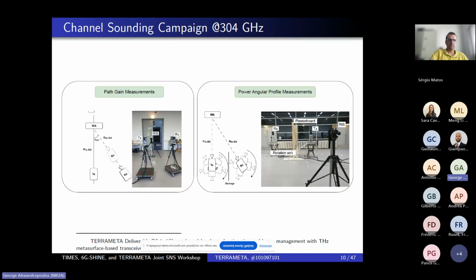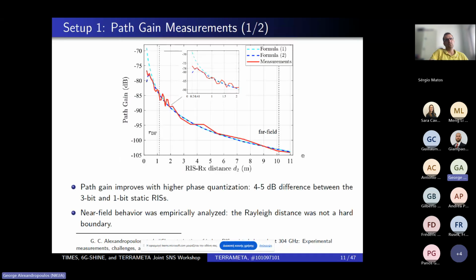By the way, you see a plasterboard here that's separating, in the power angular delay profile, the direct TX to RX link, in order to ensure that we have only the reflections from the RIS. So in the first setup, here is a figure. This paper is actually under revision in VTM. It's also available on arXiv, where we have put down the measurements for the path gain, and we have used both the conventional formula for the RIS, but also a formula that we have derived within TERRAMETA, and this has been derived in the paper that we will present in the second item of my talk.